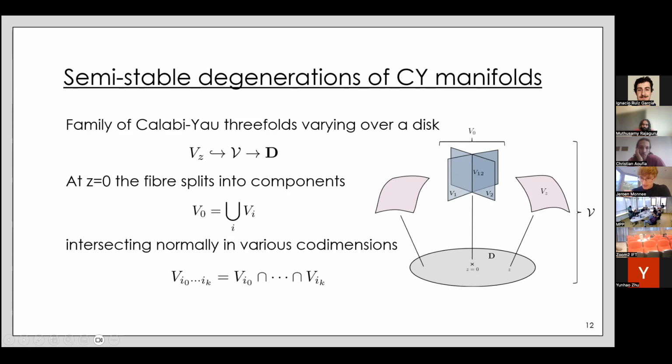But at the center of the disk, at Z equals 0, this fiber becomes degenerate, singular, and that is because it splits into a bunch of components that intersect normally, as I indicated in the figure. So for example, it splits into components V1, V2, which intersect over a surface V12. And if you have even more components, you could have V123, which is a curve, or V1234, which is a point.